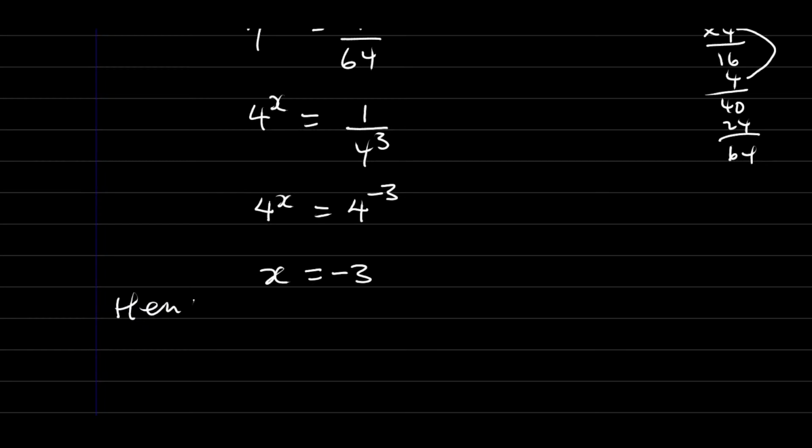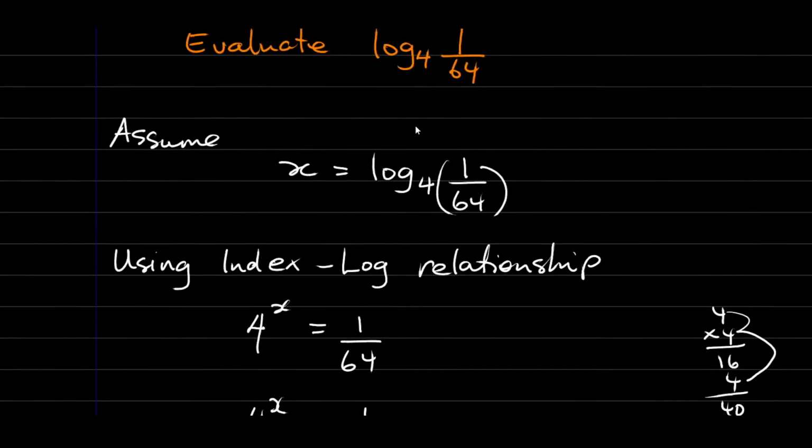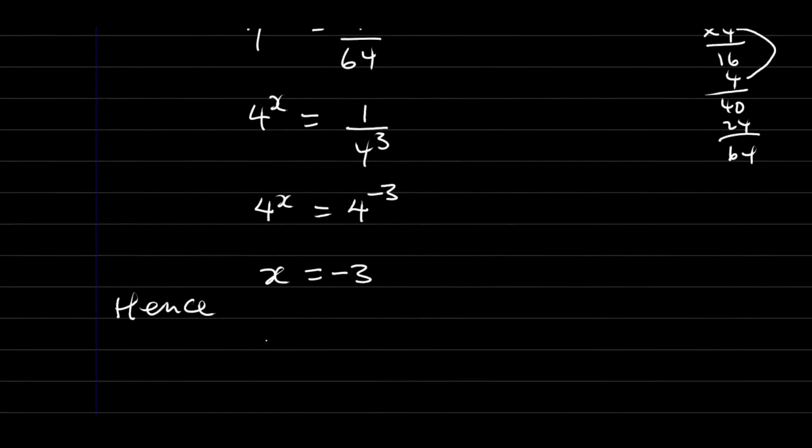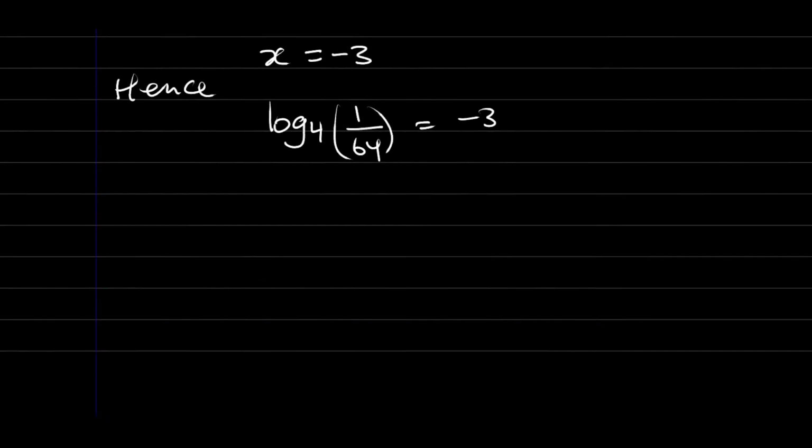Hence, log to the base 4 of 1 over 64 is going to be equal to negative 3. No questions there, I'm pretty sure. So let's go straight on to the next example.